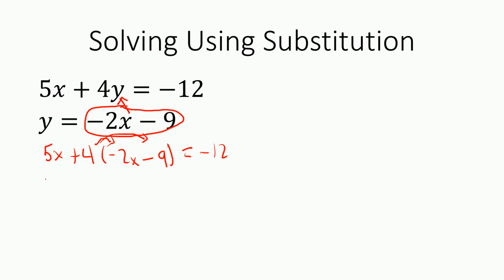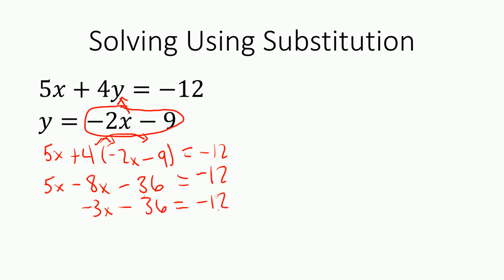I got to do a distributive property first. Remember that 4 times a negative 2x is a negative 8x, and 4 times a negative 9 is negative 36. Then I can go ahead and combine these like terms. 5x minus 8x is negative 3x. And now it's a matter of solving a two-step equation. So I add 36, add 36, negative 3x equals 24, divide by negative 3, and x is negative 8.